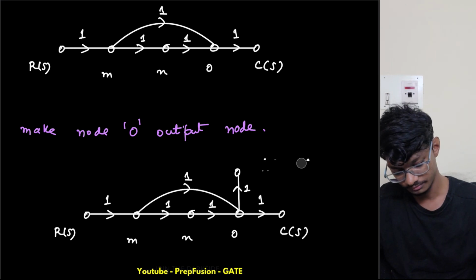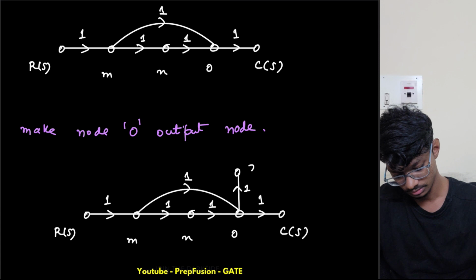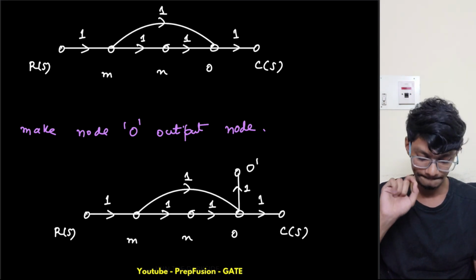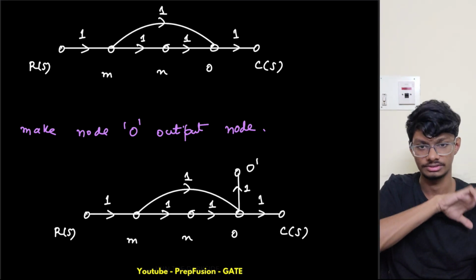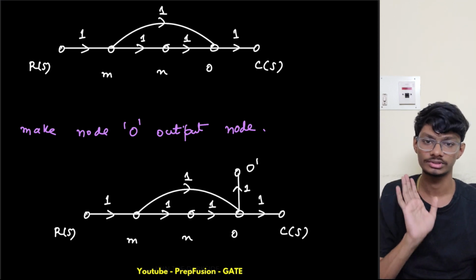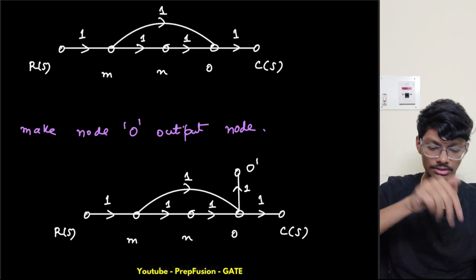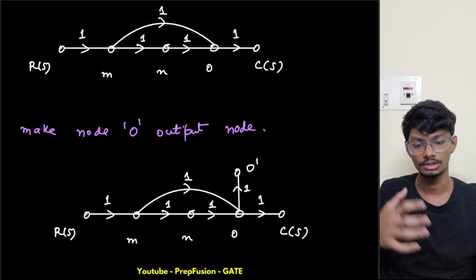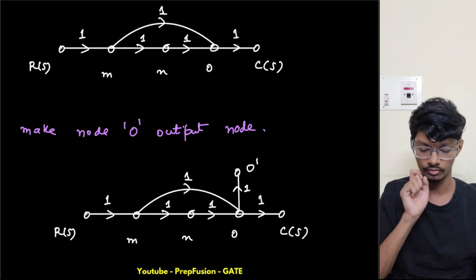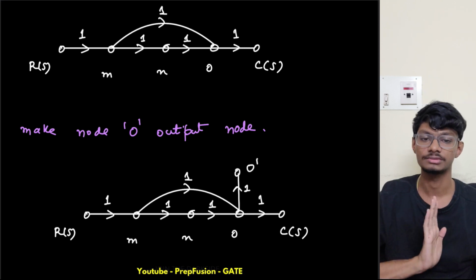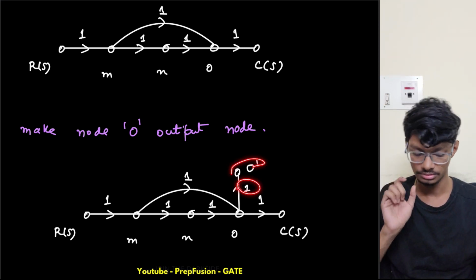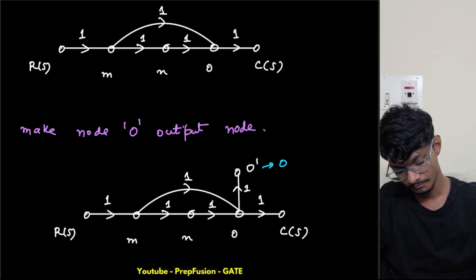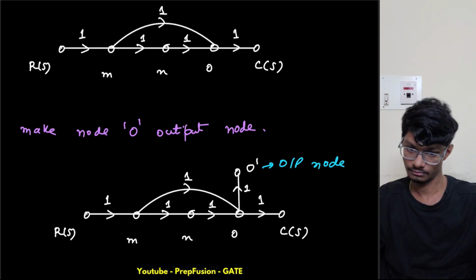Let me name this differently. Let me name this as O dash. So this O dash will be our output node, and this will not affect the overall system. The overall system won't be disturbed. Why? Because we're simply taking an output from here, we're not giving anything. Taking something doesn't cause any loading effect in our control system, the whole subject. So it won't cause any disturbance to the system. If I simply take an output of gain 1 from here, this will be converted into an output node.